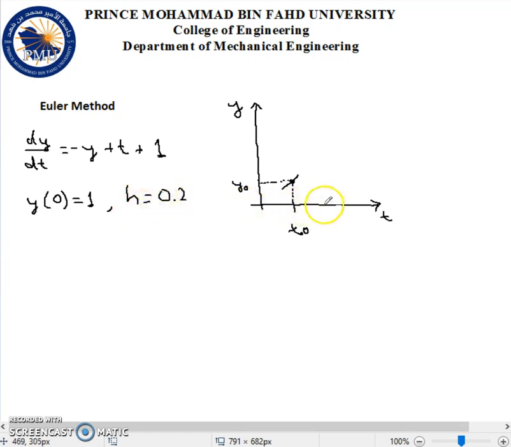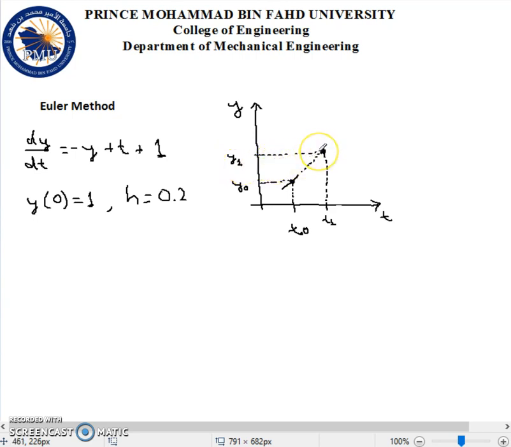So knowing the step, we can find our t1. It's going to be t0 plus the step, and we're going to use the slope on this point and extrapolate until our next t1. So, using the Euler method, this is the approximation of our next point. We'll call this y1.